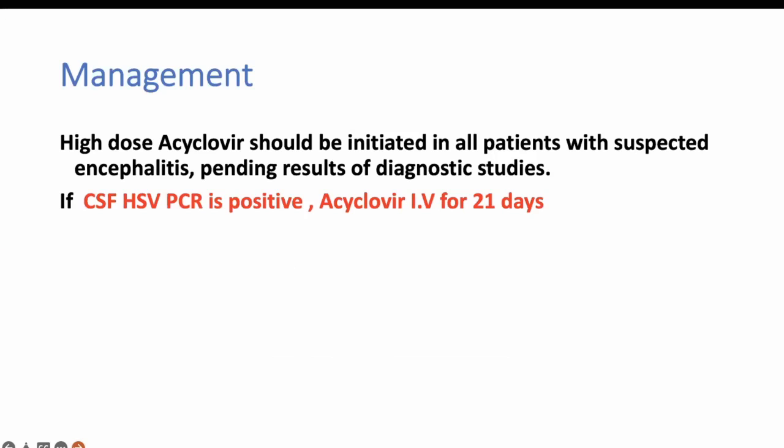We are interested in herpes simplex because we have treatment, and treatment needs to be started as early as possible. If you have high suspicion, start high dose acyclovir, and if the PCR comes back positive, you need to continue for 3 weeks, 21 days. Herpes is also one of those situations where you need to document negativity of the CSF.